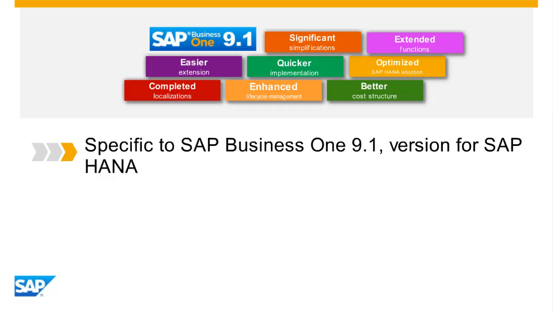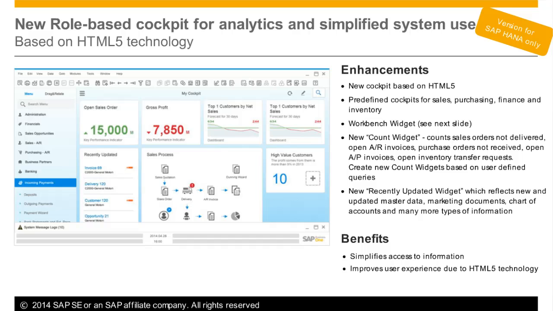Specific to SAP Business One 9.1 version for SAP HANA. With SAP Business One 9.1 version for SAP HANA, a new cockpit based on HTML5 technology is available. There are predefined cockpits for sales, purchasing, finance, and inventory, which will display specified widgets in relation to their permission group role. If there is no permission group assigned, an empty cockpit will be displayed, and the user can start from scratch and add widgets from the widgets gallery.